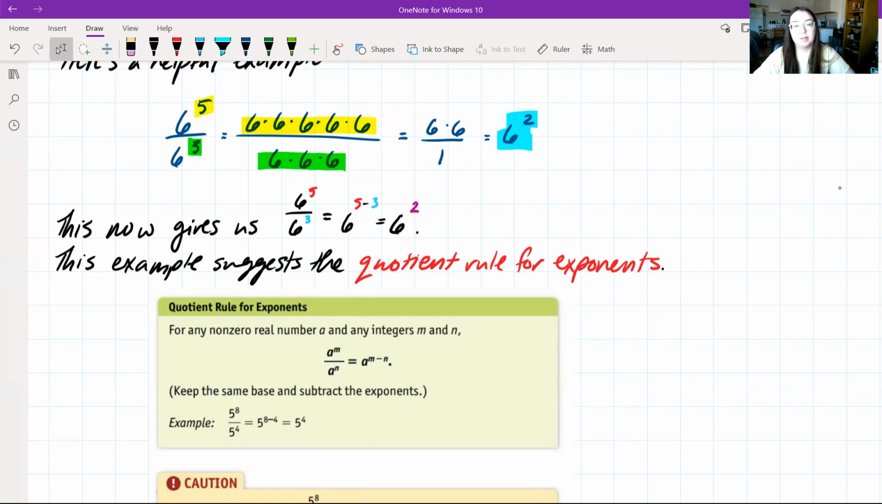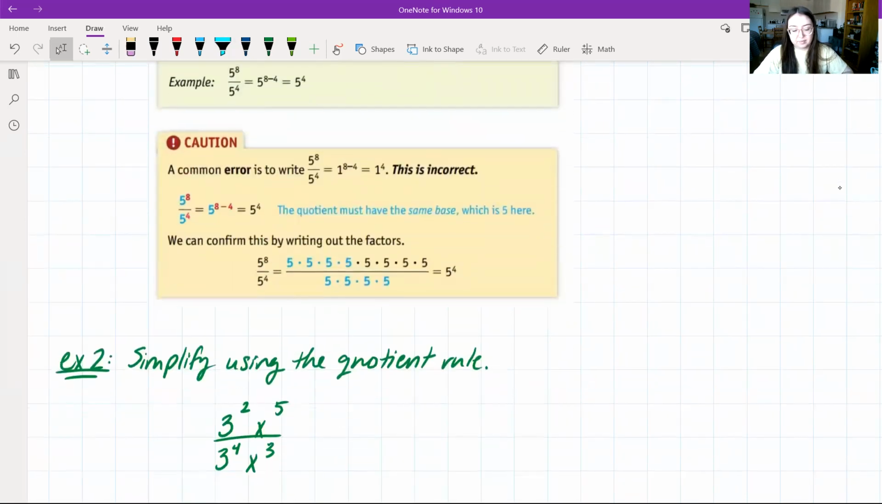As another example, if we have something like 5 to the power of 8 divided by 5 to the power of 4, that's the same thing as saying 5 to the power of 8 minus 4, which is 5 to the power of 4. Another word of caution. A common error is to write 5 to the power of 8 divided by 5 to the power of 4 as equal to 1 divided by 8 minus 4, which is 1 to the power of 4. So what happened here was that we divided out our base. We did 5 divided by 5, which we said was equal to 1, but that's incorrect.